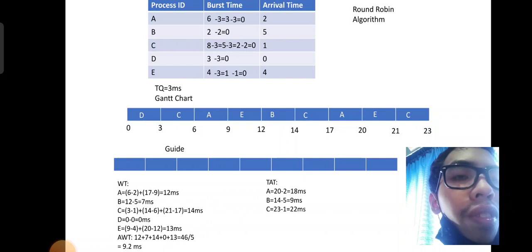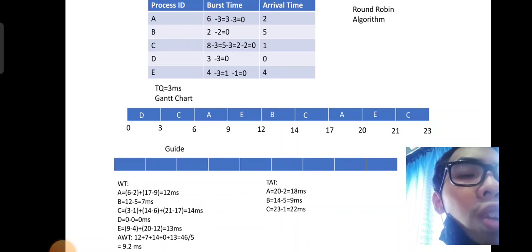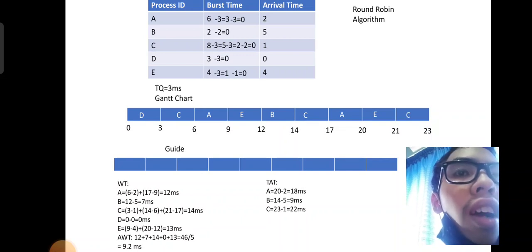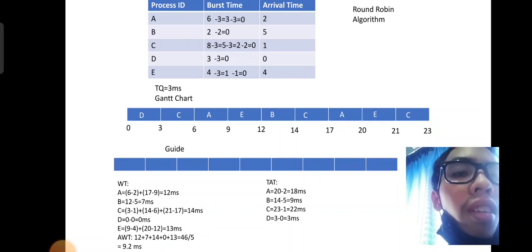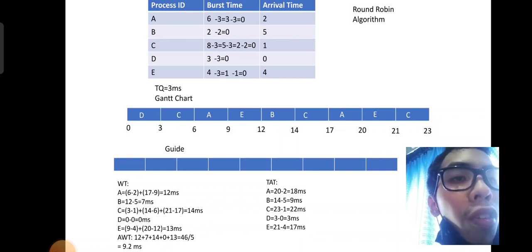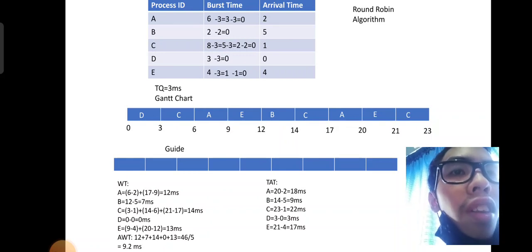Then after that, to get the turnaround time of process C, the most updated process C who enters the CPU, the time finish of it is 23 minus the arrival time which is 1, so it's equal to 22 ms. That is the turnaround time of process C. Then after that, the most updated process D who enters the CPU, the time finish of it is 3 minus the arrival time which is 0, so 3 minus 0 is equal to 3 ms. Then after that, the most updated process E who enters the CPU, the time finish of it is 21, then minus the arrival time which is 4, so 21 minus 4 is equal to 17 ms.